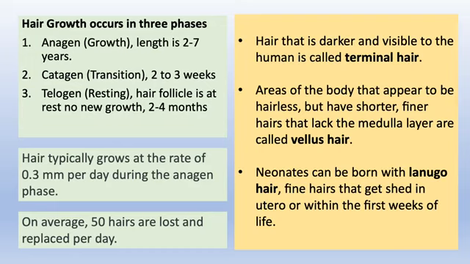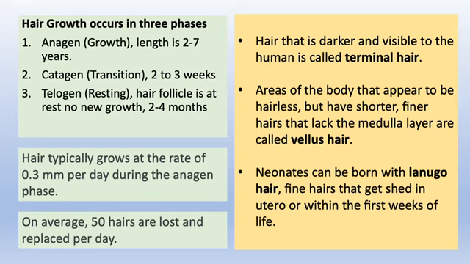After the bone marrow, hair is the second fastest growing tissue in the body. There are three phases of hair growth. First, anagen. Anagen or active growing phase is the longest phase and it may take 2 to 7 years. Second phase is catagen. It's the transition phase and takes 2 to 3 weeks. And lastly, telogen or resting phase, in which the hair follicle stays at rest, no new growth, and its duration may range from 2 to 4 months.